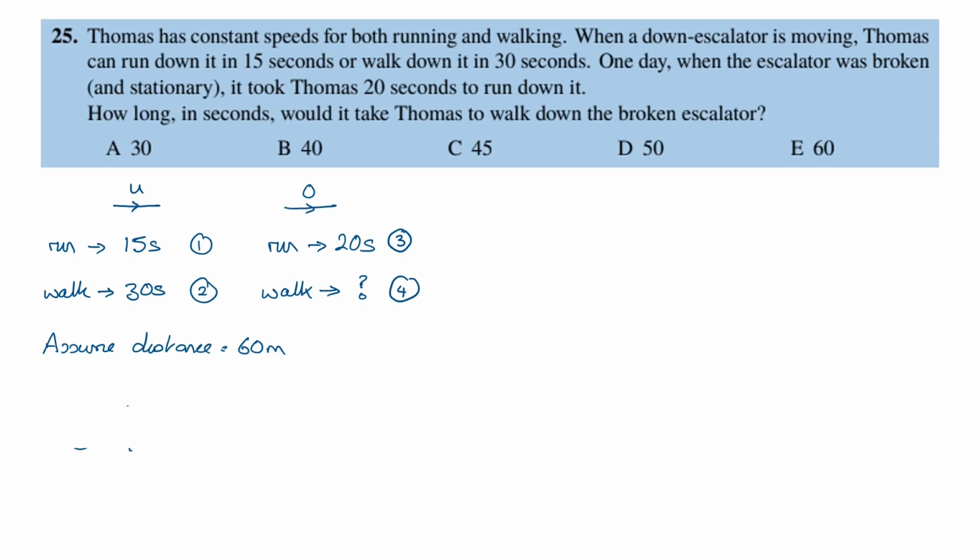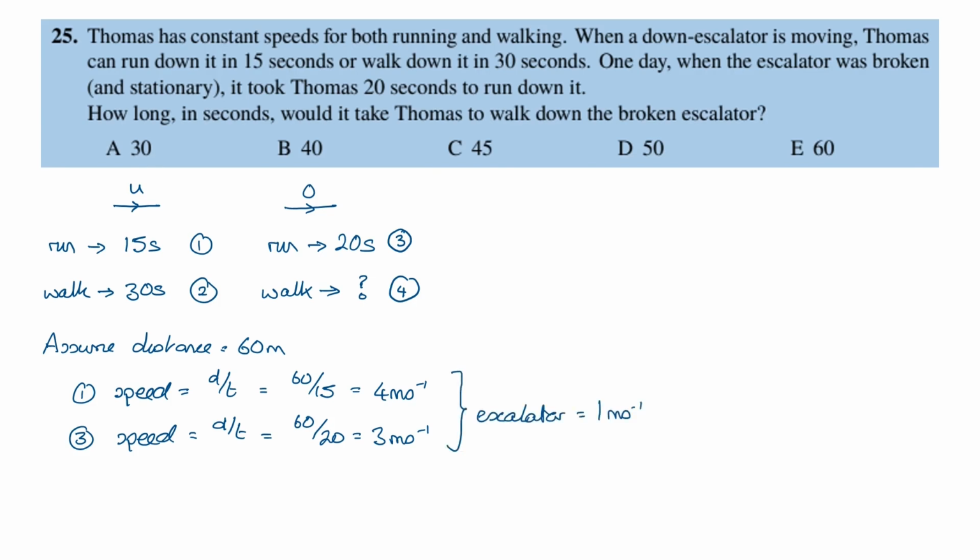So in scenario 1, speed equals distance over time, it must be the case that I do my 60 meters in 15 seconds, so I must be going at 4 meters per second. In scenario 3, i.e. the escalator isn't working, well, here speed equals distance over time, 60 over the 20 seconds it takes me means I'm running at 3 meters per second. It must be the case that the escalator is working at a speed of 1 meter per second, or adding 1 meter per second to your velocity.